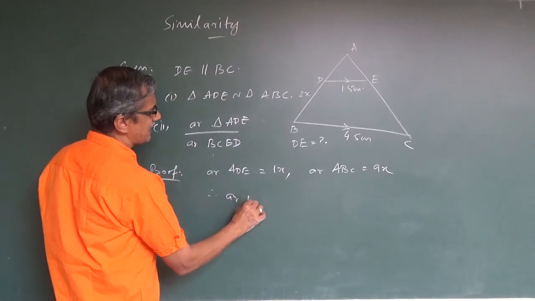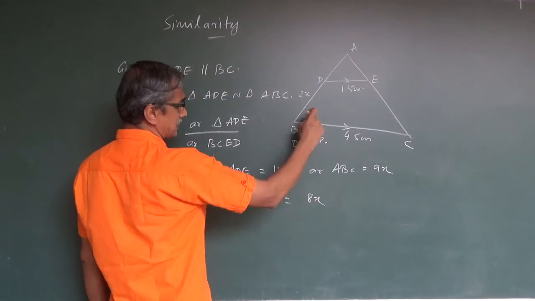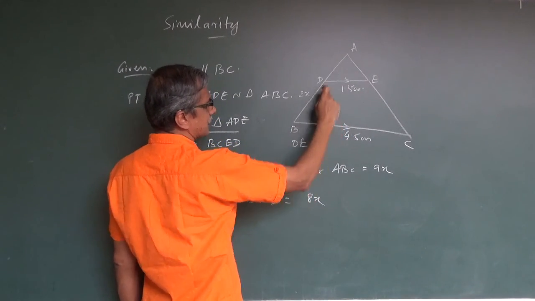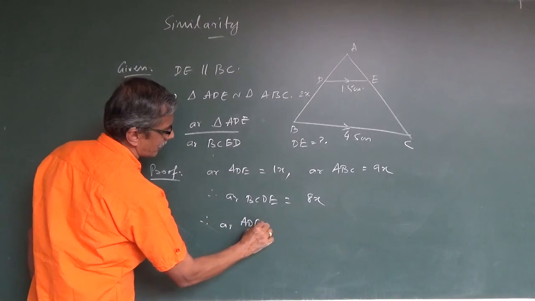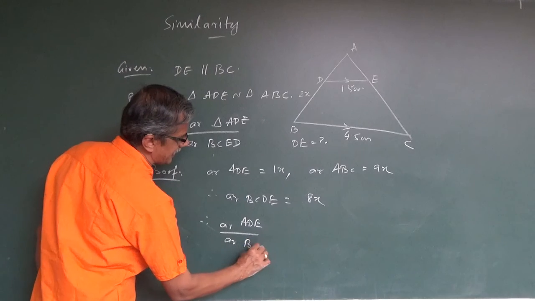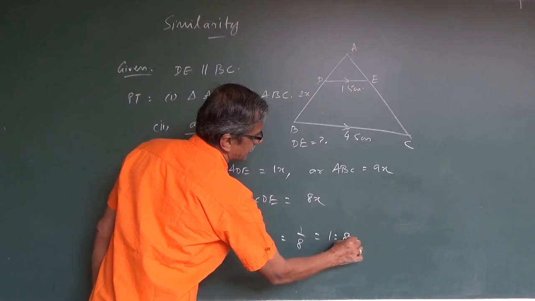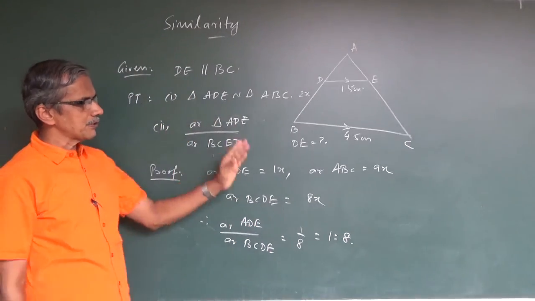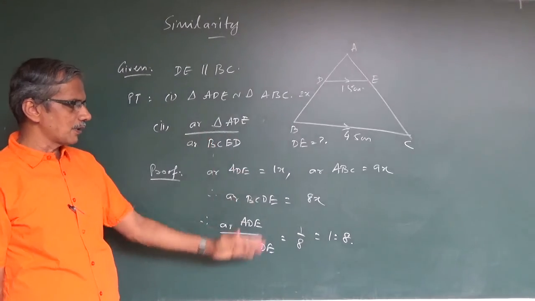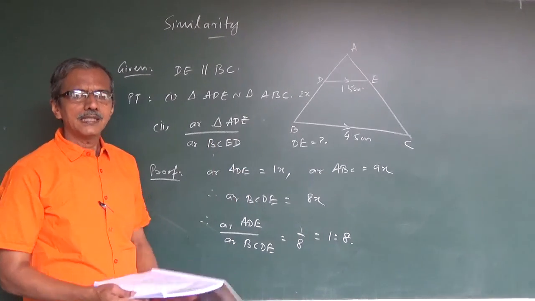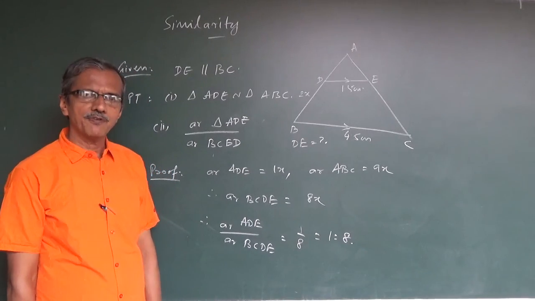Therefore, area BCDE is equal to 8x, because the total is 9x and this is 1x. Therefore, area ADE upon area BCDE is equal to 1/8 or 1:8. So we have applied the area concept and the similarity concept. This kind of problem comes in the board exam, so please pay attention and learn. Thank you very much for watching this video.